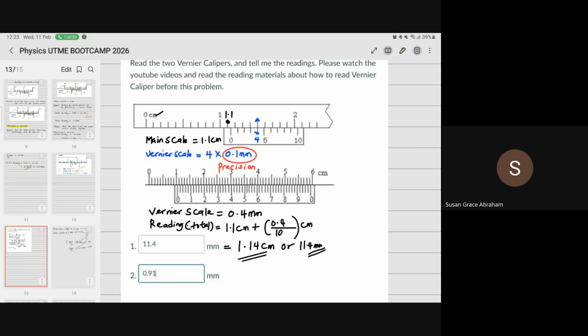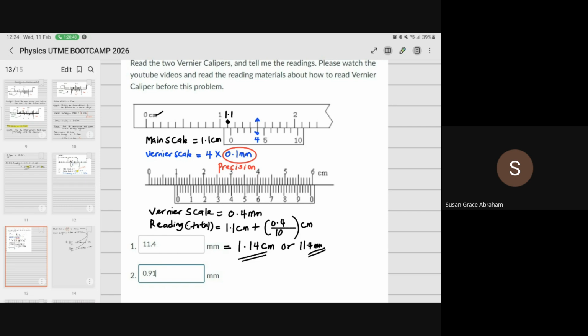So you've seen what we did there. We have to find the main scale, find the vernier scale, right? Any question, Chinos? So when you find the vernier scale, we have the value to be 4 multiplied by the precision. So the vernier scale is 0.4 millimeter. Then the reading now will be 1.1 plus.